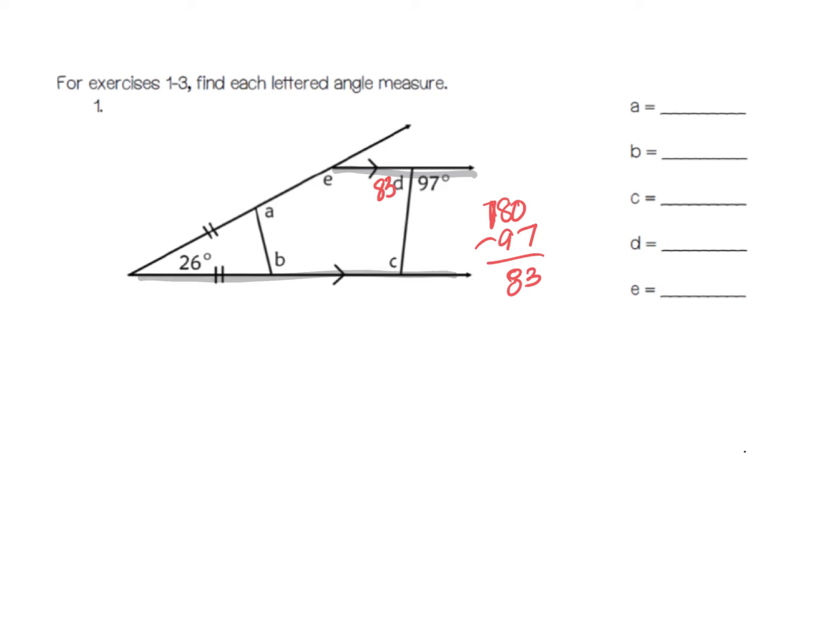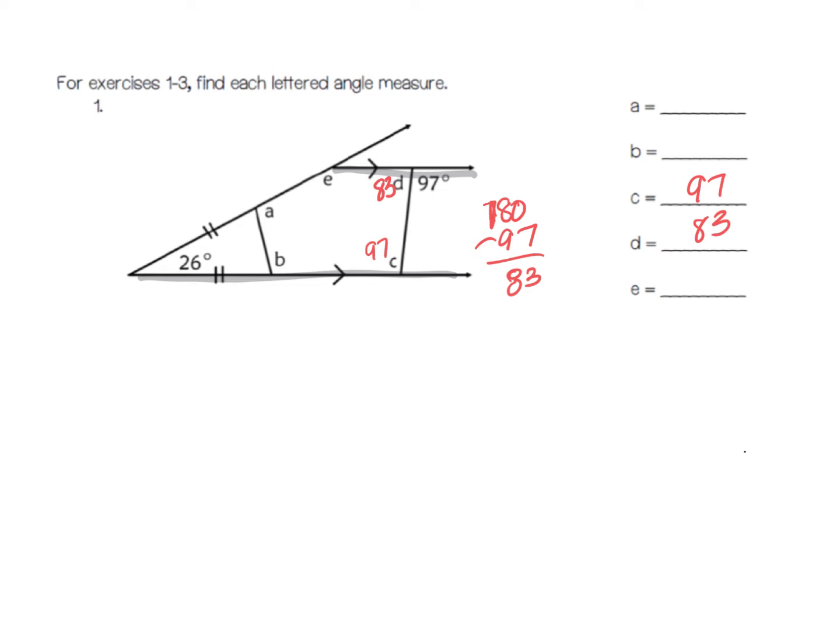These two lines are parallel. So D and C are same side interior angles. They are supplementary. Or you can think about it as 97 and C are alternate interior angles. So C has to be 97 as well. I'm going to write that over here. And D, we said, was 83.